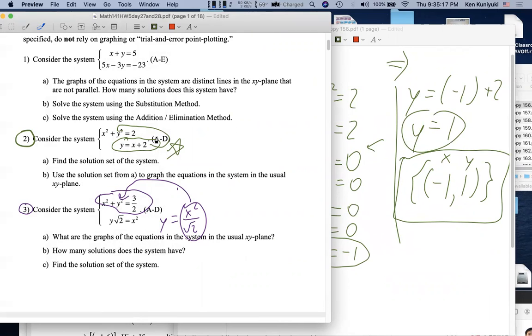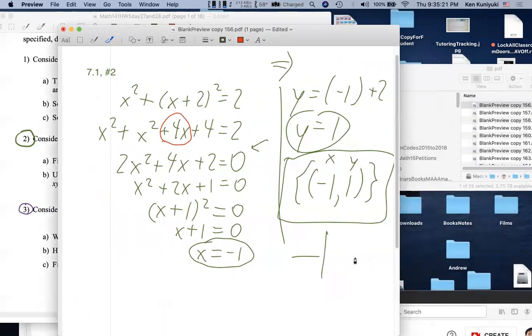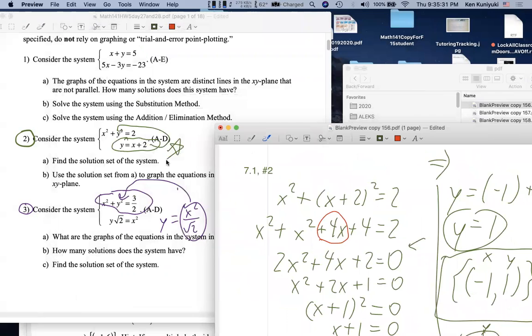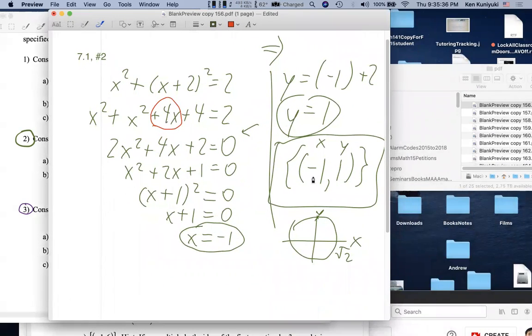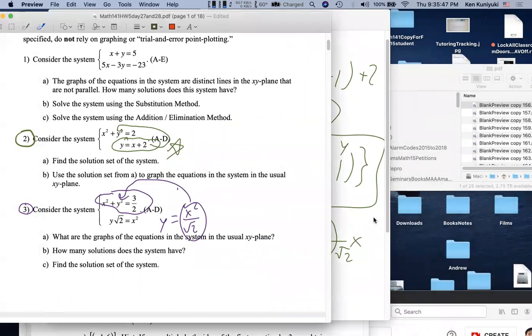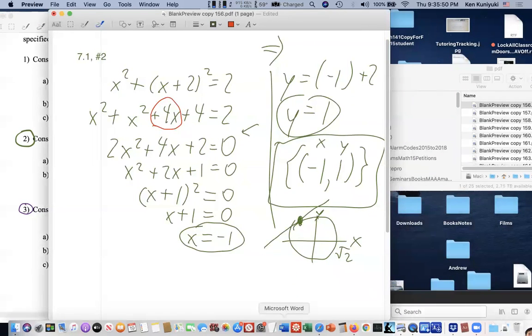Because here's the idea. x squared plus y squared equals 2. That's a circle of radius √2 in the xy plane. But then, y equals x plus 2. That's a line. How is the line intersecting with the circle? Well, the solution set suggests only at one point, in quadrant 2, -1, 1. This is going to be a tangent line. All right, so that's the picture. Graph the equations. That's the picture.